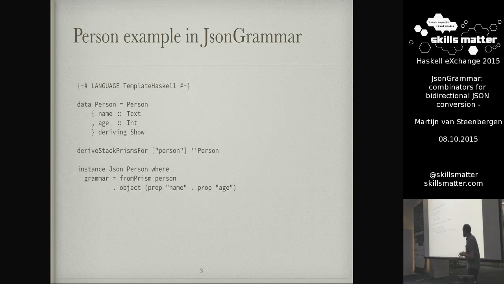And then this is what the instance looks like. It's no longer called toJSON or fromJSON because you're doing both directions at the same time. So the library calls this a grammar. And what you write here is, I'm looking for a JSON object with two properties called name and age, which you give as arguments to the object combinator. And then you say, use this prism to wrap or unwrap the two values that you extract or produce, because all of this is bidirectional. So you can read these descriptions, you can think of them as parsing or as serializing them.